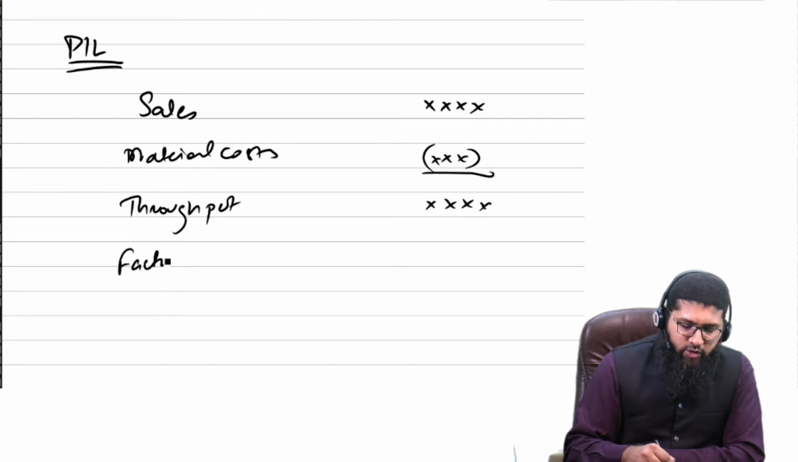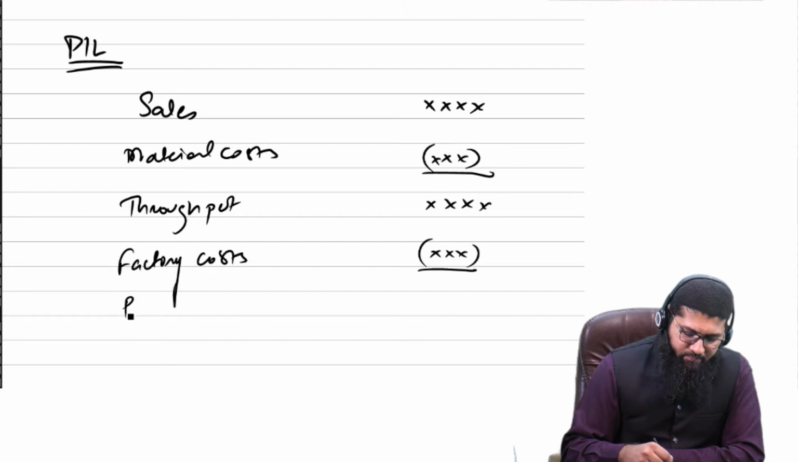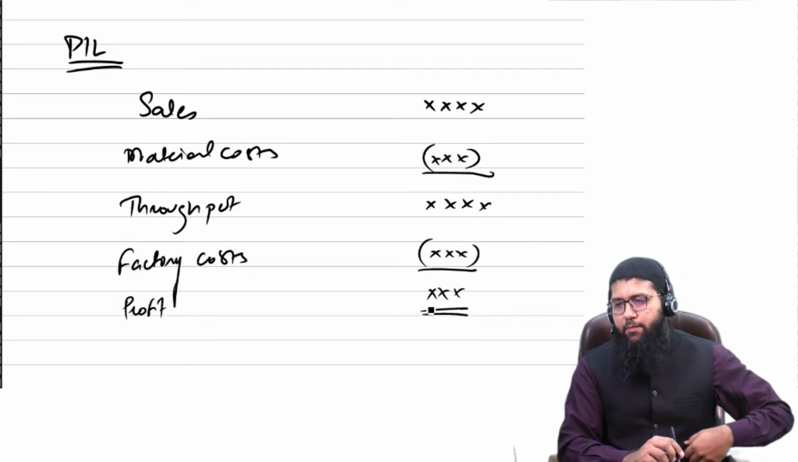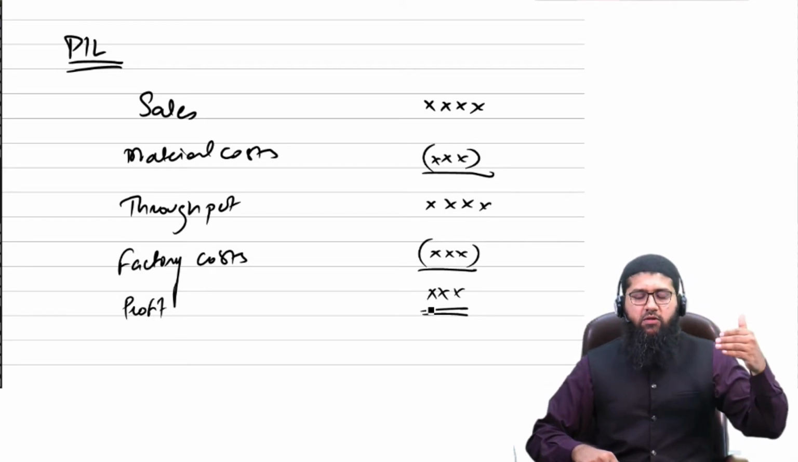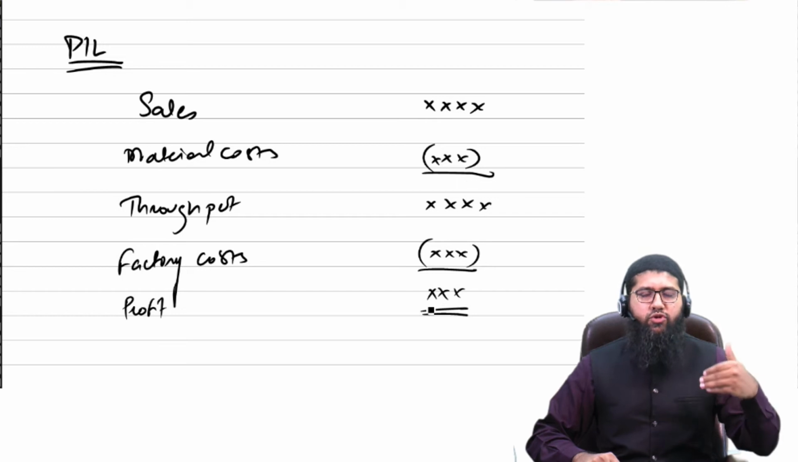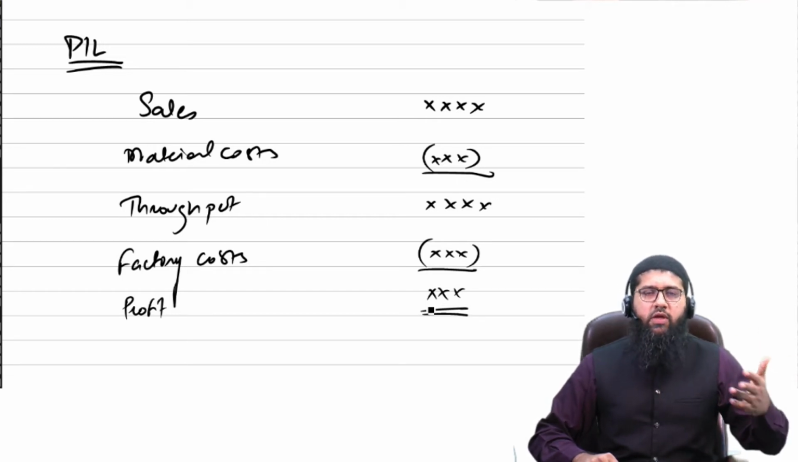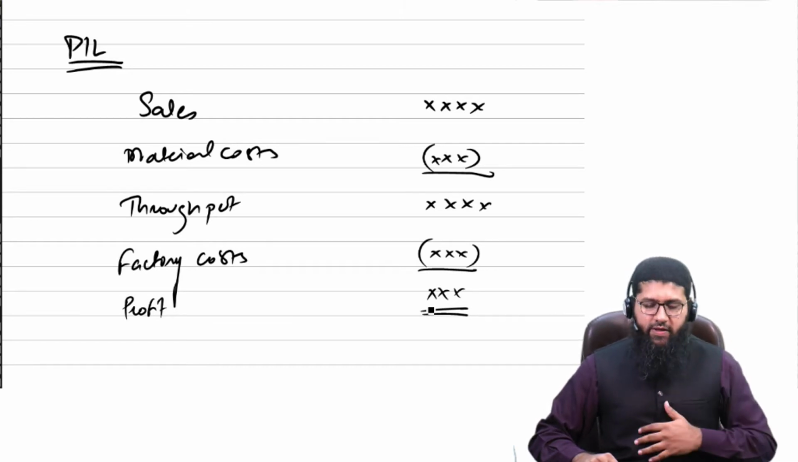And from this throughput, you would deduct the factory cost. When you deduct the factory cost, you will end up getting the profit. So there is sales minus the material cost, so you end up getting throughput, and from the throughput, you deduct the factory cost. Resultingly, you end up getting the profit for the year.